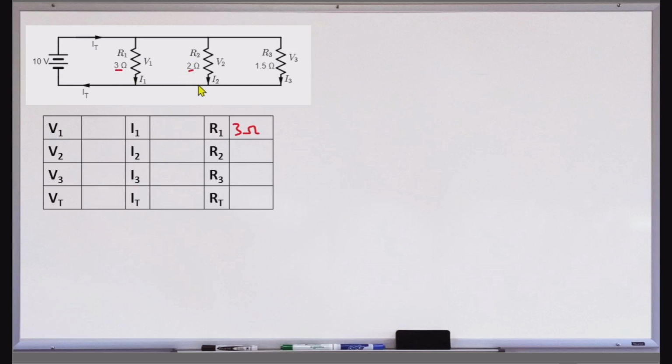R2 is 2 ohms. For R3, it's 1.5. Okay. RT, or total resistance, is not yet given because we need to solve it. Same with I1, I2, and I3. Similar thing with V1, V2, and V3. However, we already have the value for the total voltage, which is 10 volts.